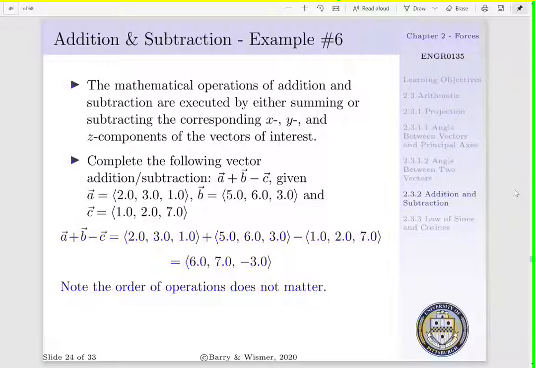And then we have 1.0 plus 3.0 minus 7.0, which would give us minus 3.0 for the z term. Note, the order of operations does not matter. We just cannot put a parenthesis because that changes our mathematical operation.